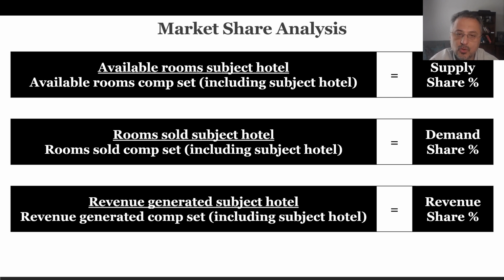The last thing I want to talk about in this chapter is market share analysis. We use this analysis to understand room supply, demand, and revenue, and how much of that is captured by your property. These are the formulas used, as you can see. The formula is similar to all the others, right? You take the subject hotel divided by the comp set plus the subject hotel. That's the important difference here. So market share includes your property as well.